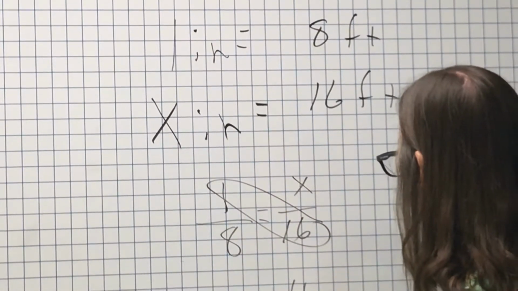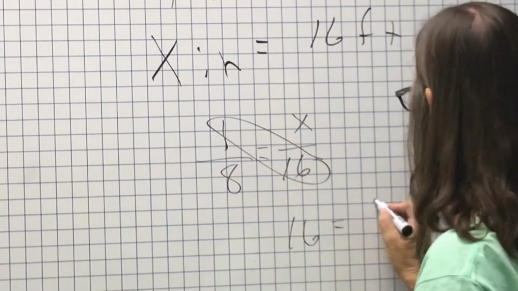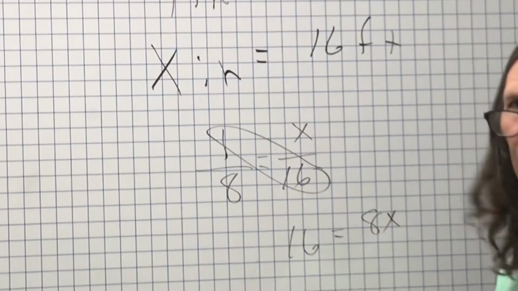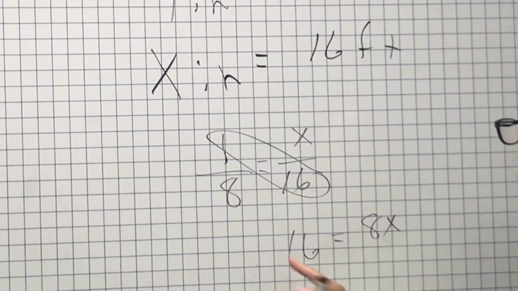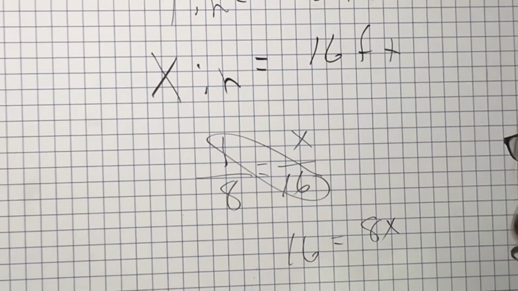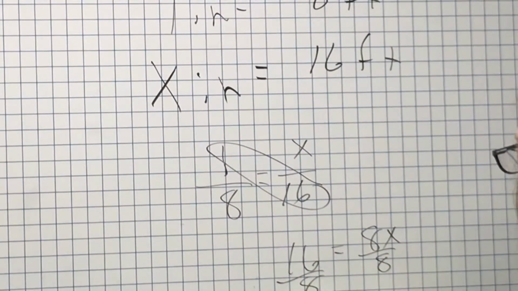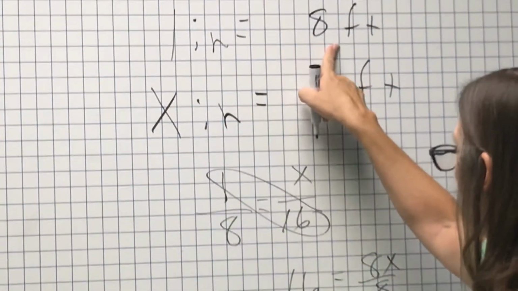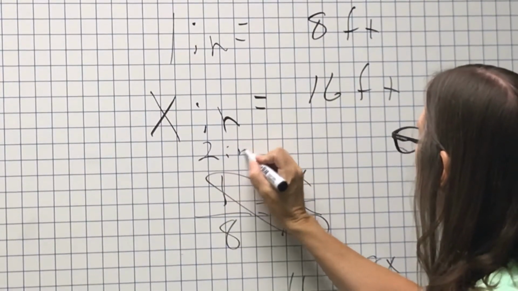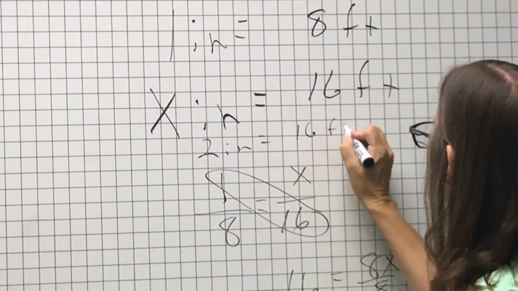1 times 16 equals 8 times x. Now you just have a regular algebra problem. 8x equals 16. How do I solve that? Divide by 8. So x is equal to 2. So I know 1 inch equals 8 feet, so 2 inches is going to equal 16 feet.